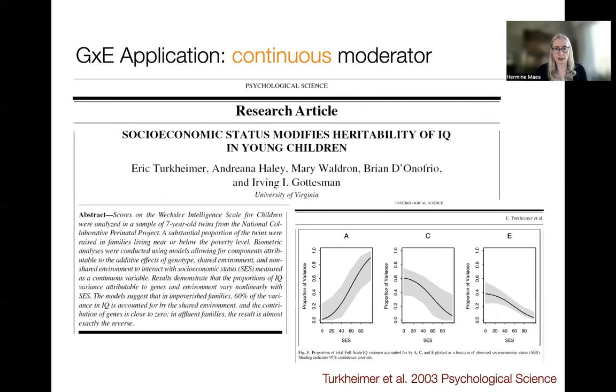So this is really a classic example of G by E with a continuous moderator, where Eric shows that the heritability of IQ seems to change as a function of the value of socioeconomic status, and so increases with higher SES. And correspondingly, the proportion of variance explained by C and E appears to decrease with SES.